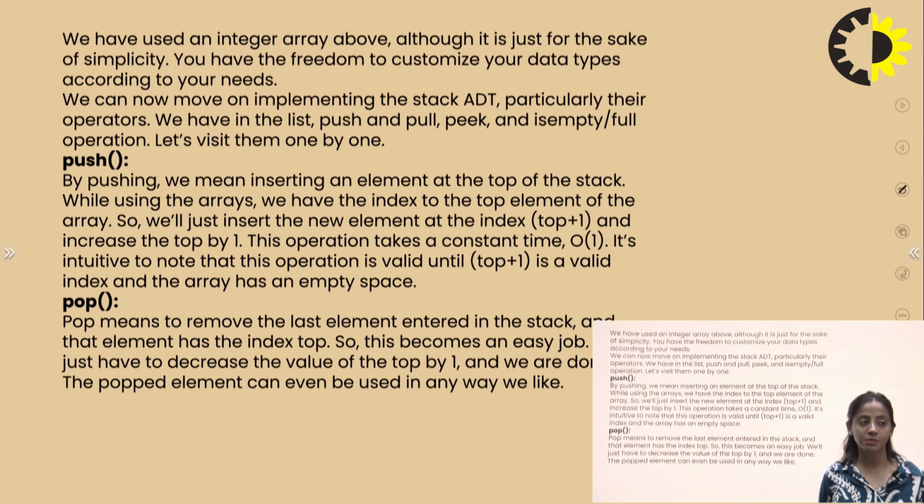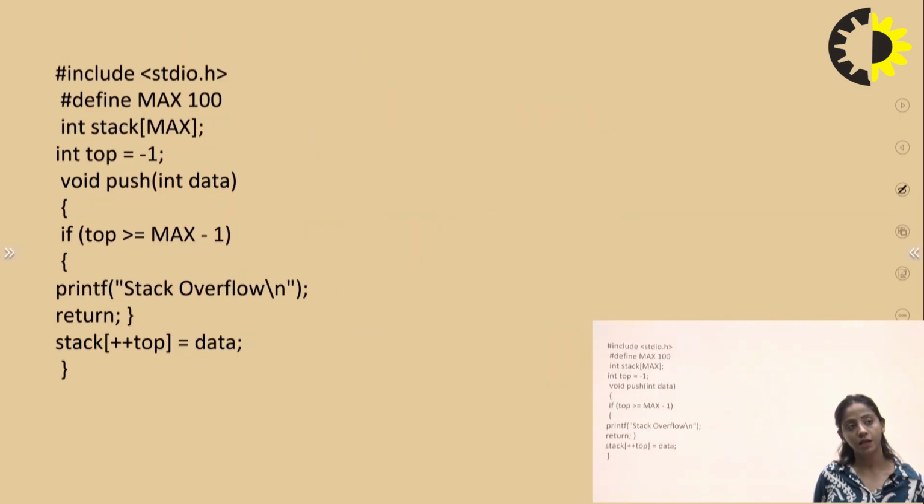and the array has an empty space. Pop means to remove the last element entered in the stack, and that element has the index top. So this becomes an easy job. We will just have to decrease the value of top by 1 and we are done. The popped element can even be used in any way we like.